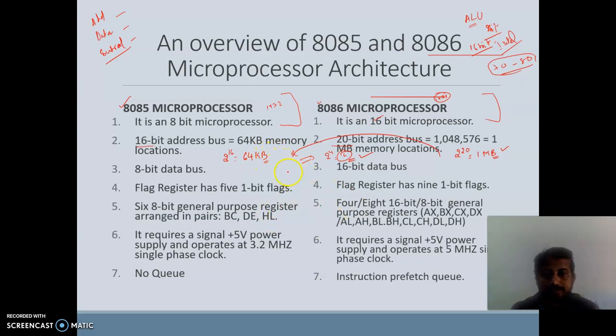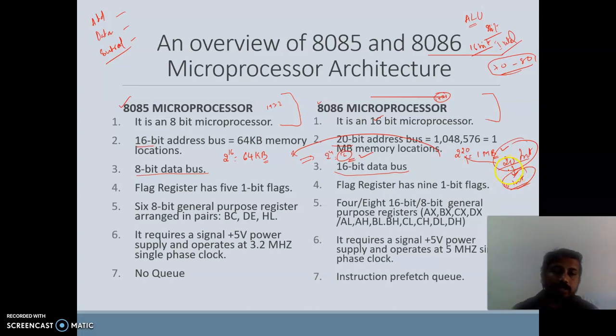Next, in the 8085 you have an 8-bit data bus, and here you have a 16-bit data bus. Both these data buses are multiplexed. Multiplexed means the same lines are used for more than one purpose. Here there is one 20-bit bus, which is used for the address, and out of these 20 lines, 16 bits are used for sending out the data.